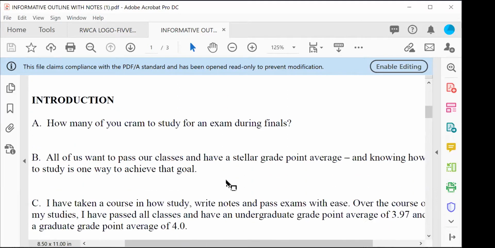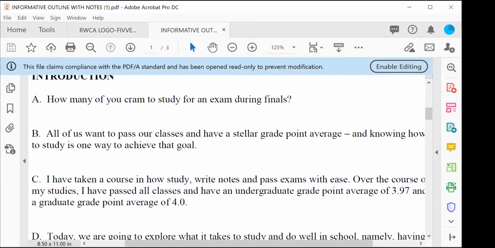Now we go to the introduction. They start with a question: How many of you crammed to study for an exam during finals? All right, now based on what I talked to you all about earlier this evening, what needs to be done to this attention grabber? Show of hands, how many of you? Thank you. A show of hands is first, right? Because otherwise people are going to start answering. What else needs to be done to it?